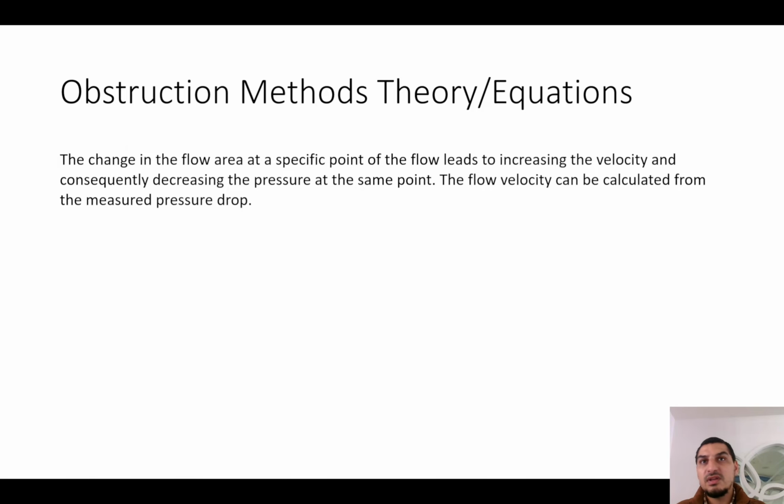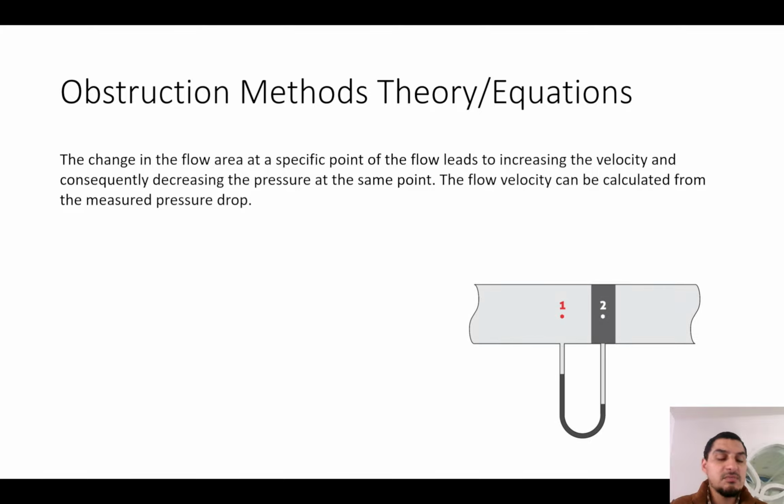So the obstruction flow meters are based on very, very simple theory: we have a fluid flowing in a pipe, and we want to measure the volumetric flow rate of this fluid. We know from the Bernoulli equation that the velocity of a fluid flowing in a pipe will increase if the diameter decreases, which means that the kinetic energy increases, which leads to a pressure drop.